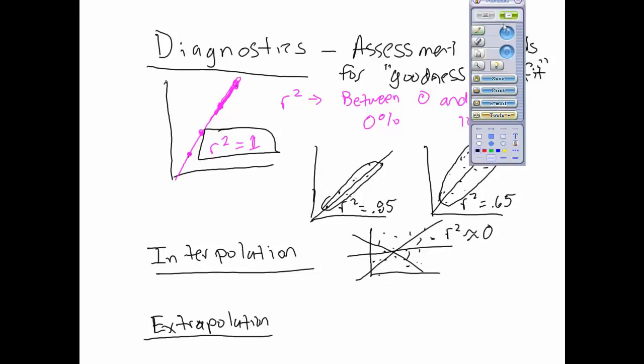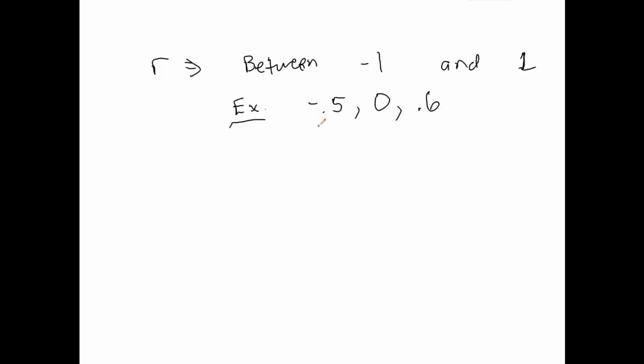The other version, and I'm going to jump to a new page here, is r. You'll notice a number called r, and r is a number that's going to be between -1 and 1. So in other words, it could be -0.5, it could be 0, it could be 0.6. Now what's the difference? Well, really the difference between r and r squared is, number one, r squared is equal to this number squared. So you basically get the same number. You square one, you get the other.